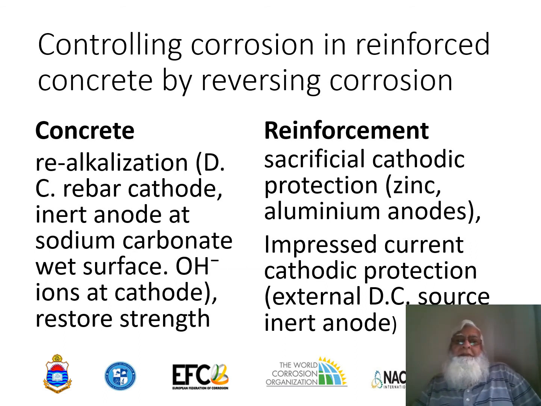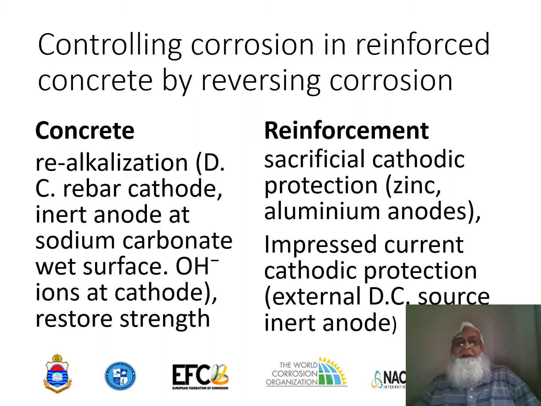Reversing the corrosion of reinforcement like steel: the steel is made the cathode, connected to anodes like zinc and aluminium anodes. They are called sacrificial anodes. So instead of the steel being corroded, these anodes corrode and protect the steel from corrosion. That's why it is called sacrificial cathodic protection. The zinc and aluminium anodes sacrifice their own life to protect the life of the steel.